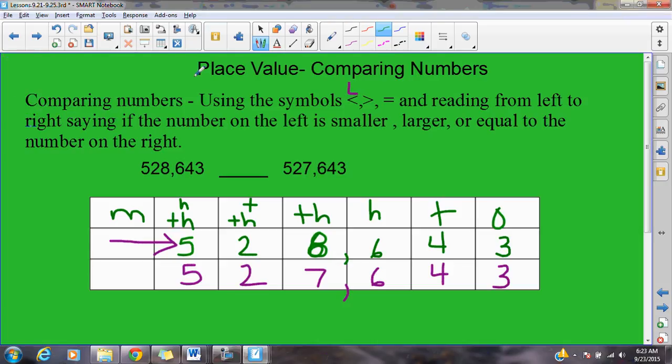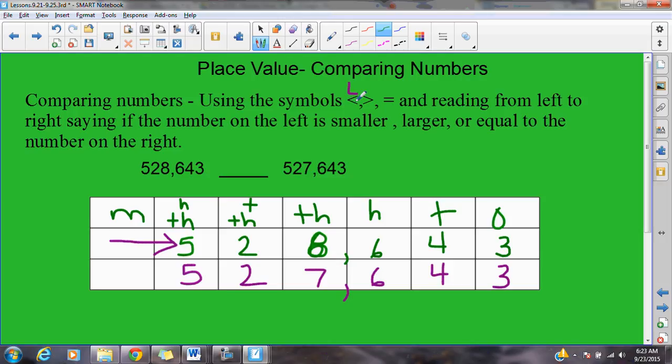Place value, comparing numbers. If you remember, this is just a review because we did have a lesson on comparing numbers, but we'll review it and refresh it because that's what your homework's on tonight. It says comparing numbers is using the symbols, and you need to know what these symbols mean, not just that the alligator eats the bigger number.